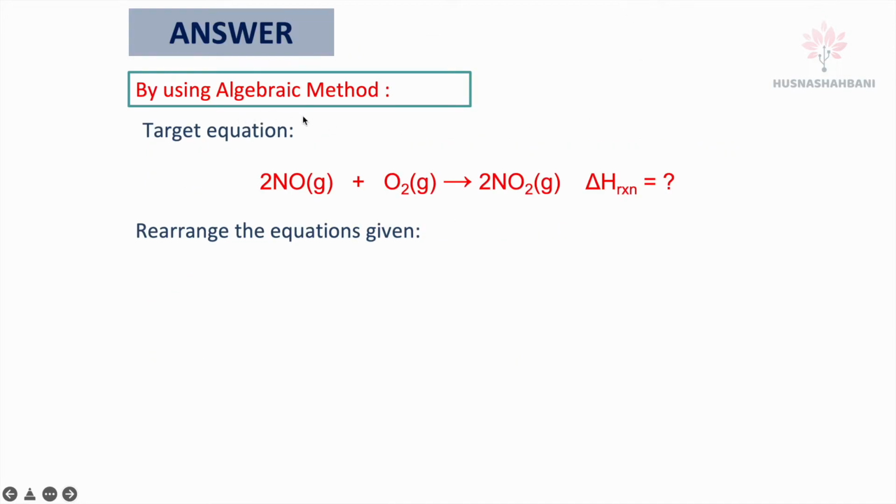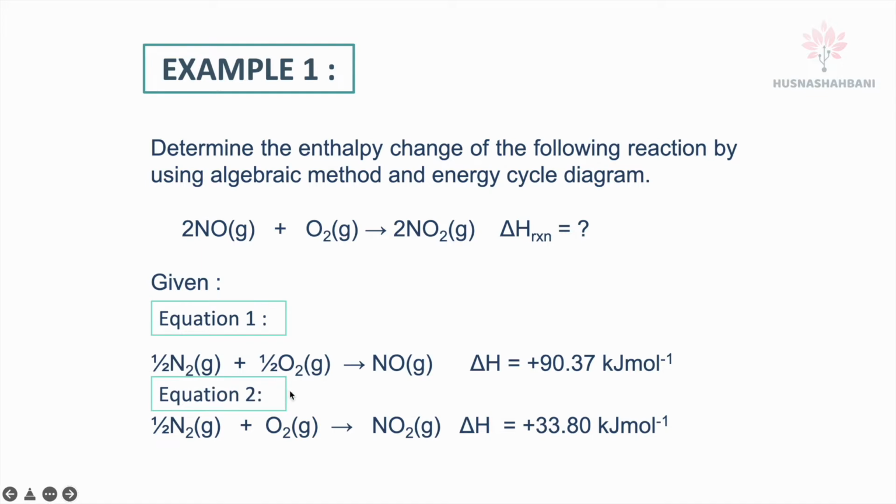By using the algebraic method, write down the target equation first. If you look at our target equation, NO is the reactant, oxygen is the reactant, and NO2 is the product. If you look at equation 1 and equation 2 again, the NO in our target equation is the reactant, but in this equation our NO is the product. So you have to reverse this equation to make NO become the reactant.